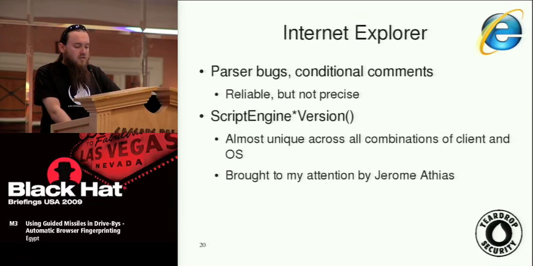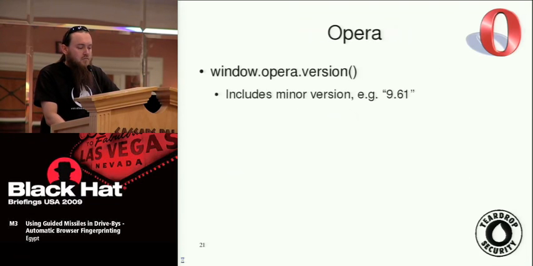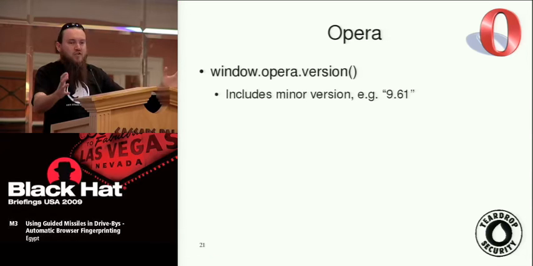This particular technique was brought to my attention by Jerome Athias, and it was sort of the impetus for creating most of this framework. Opera gives us an even better solution. It tells us the actual version. There's a function called version, and it just gives it to you. And it's the minor version and everything. It's awesome.